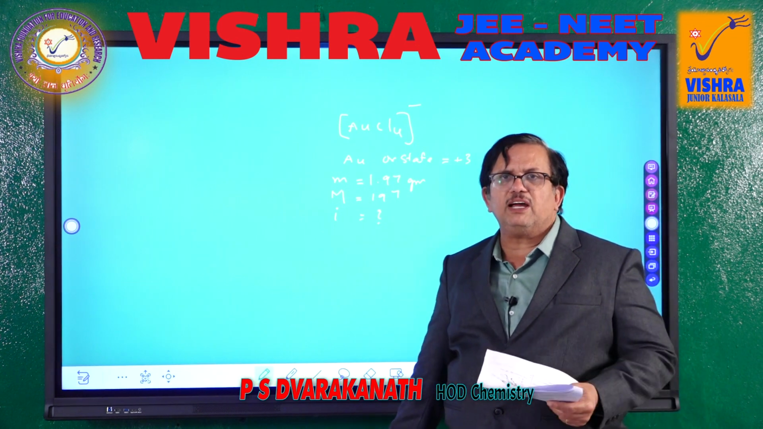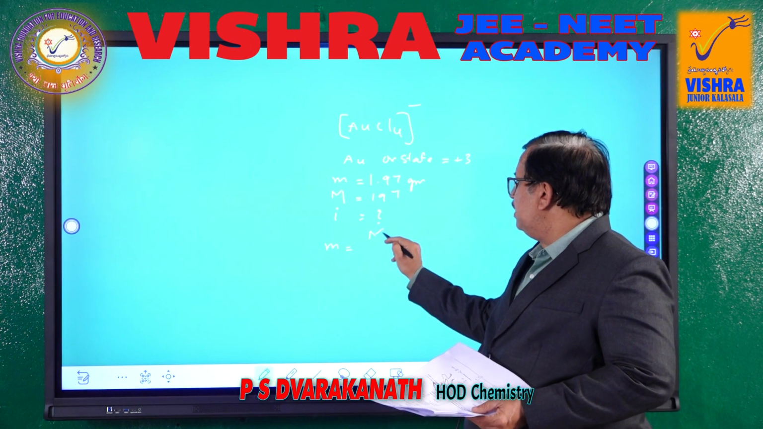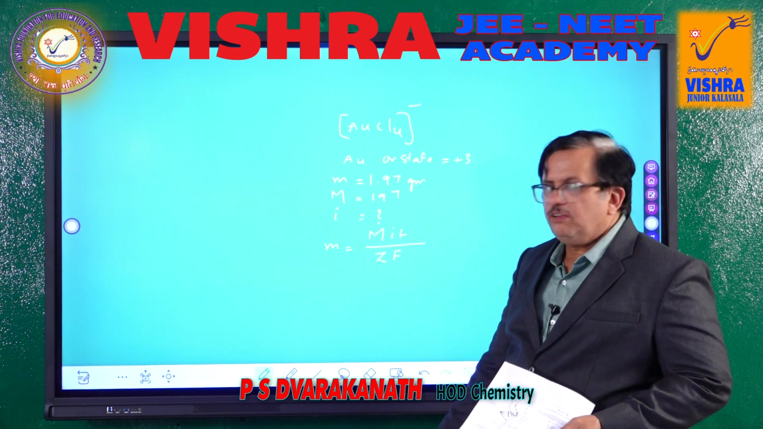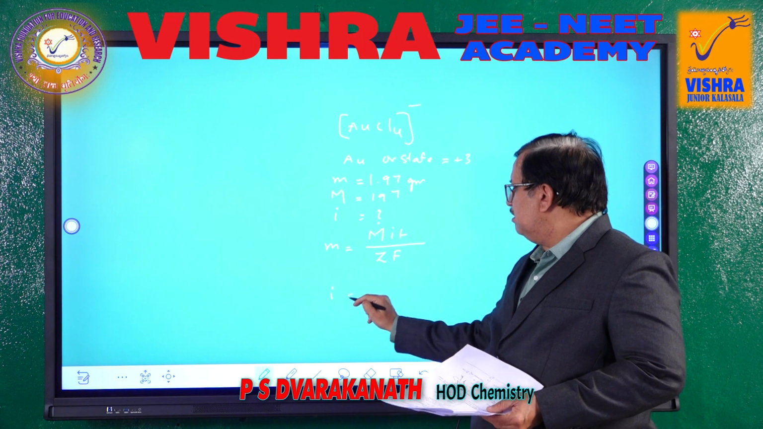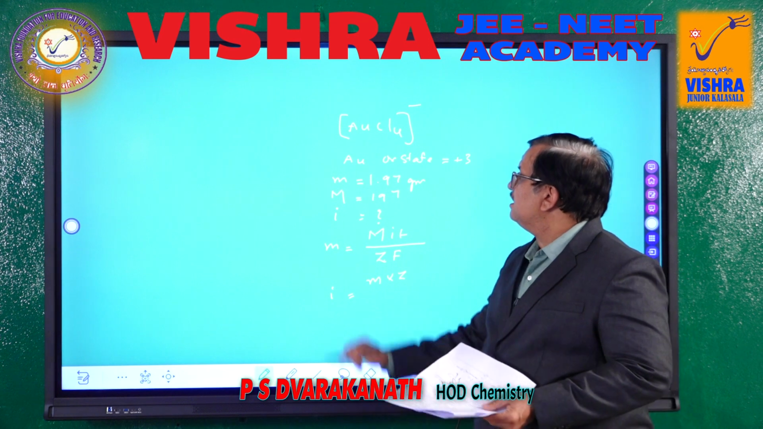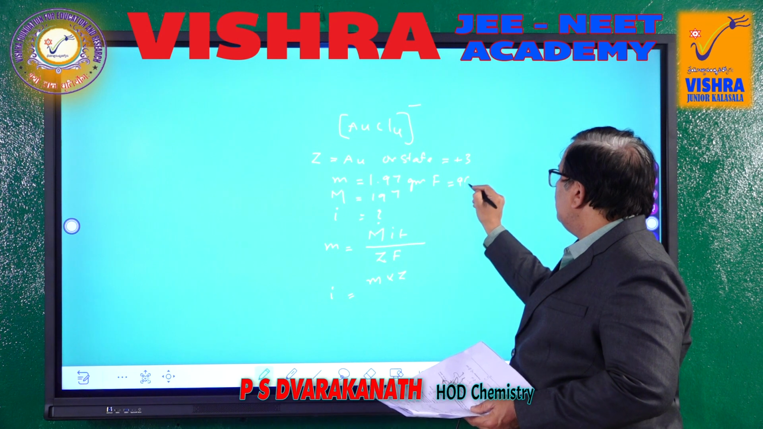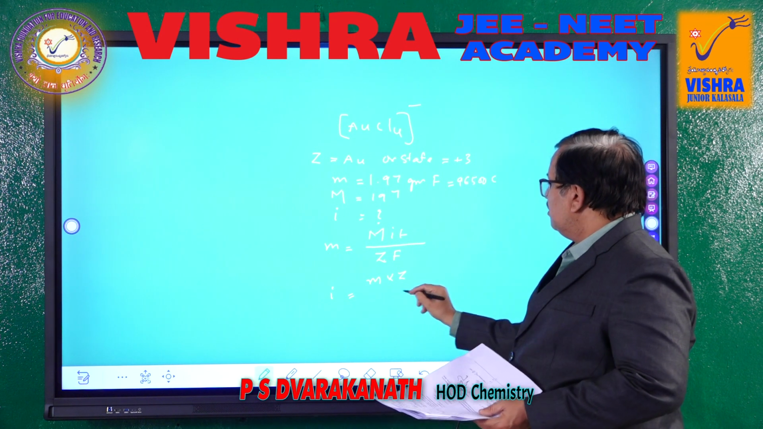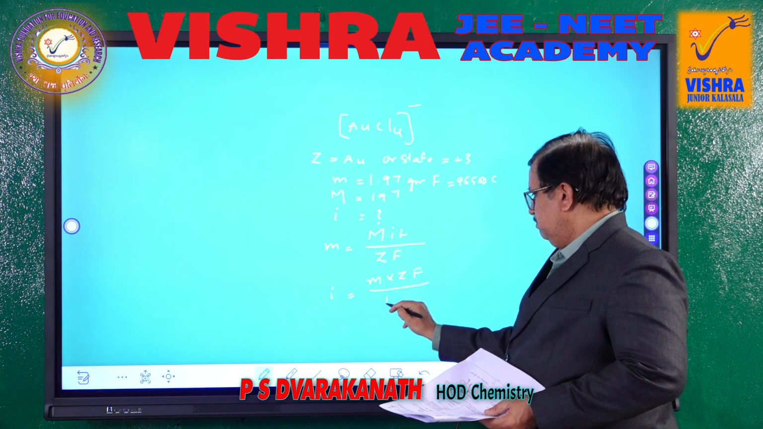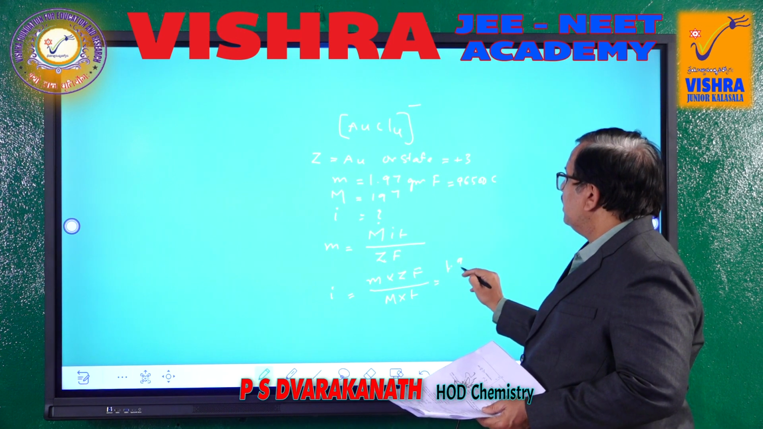Then you can use the formula to find the current. Small m is equal to MIT by ZF. You can use this formula. I is equal to mass into Z, where Z is the oxidation state, into F. F is Faraday, 96,500 coulombs. So I equals mZF by M into T. You substitute the things.